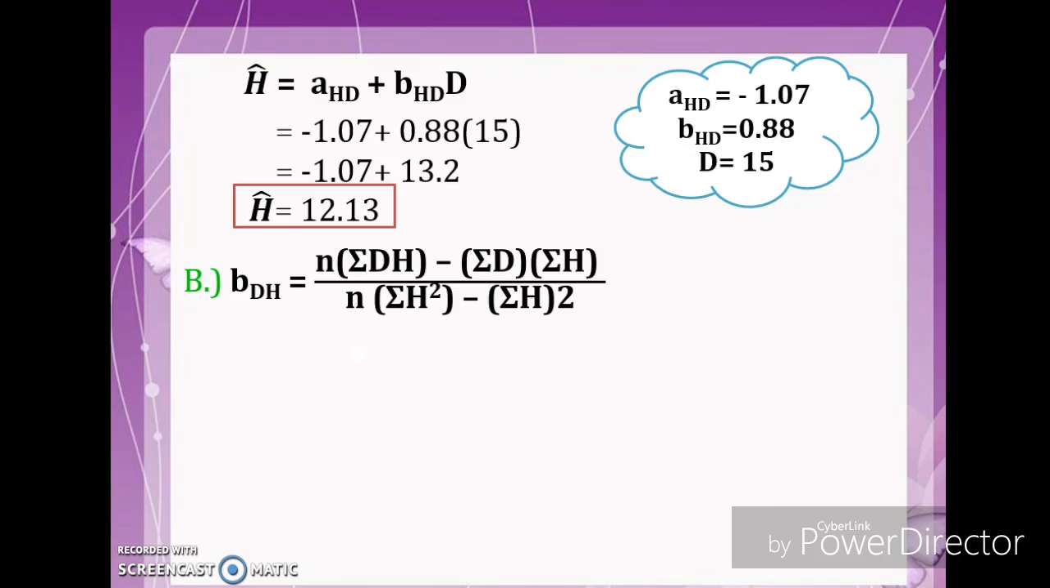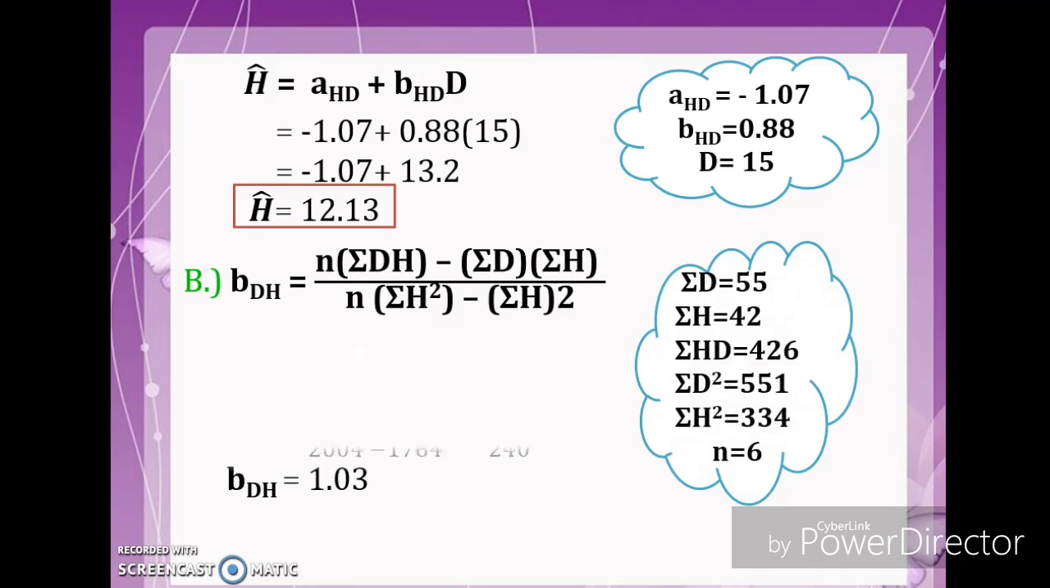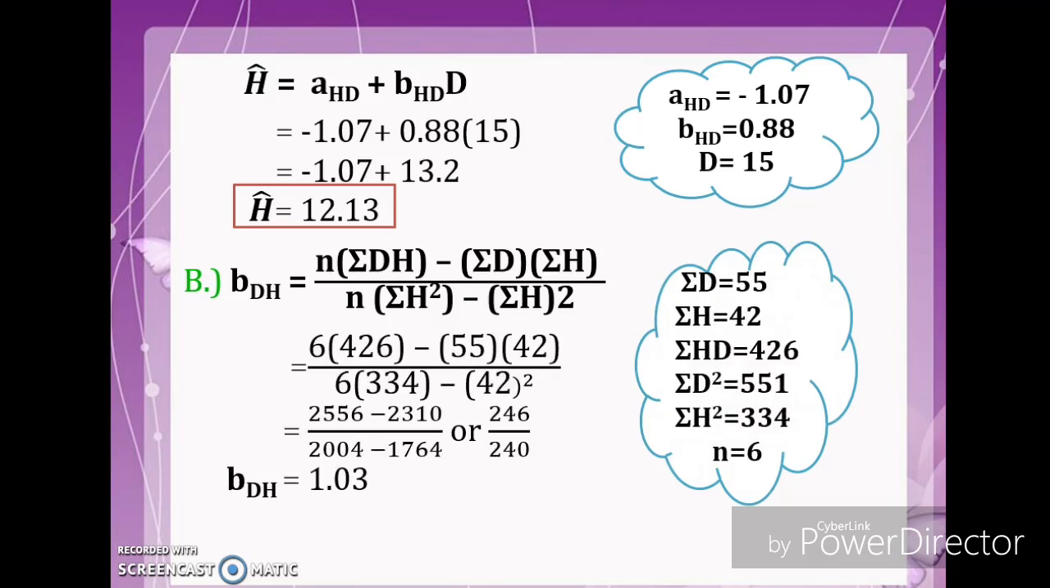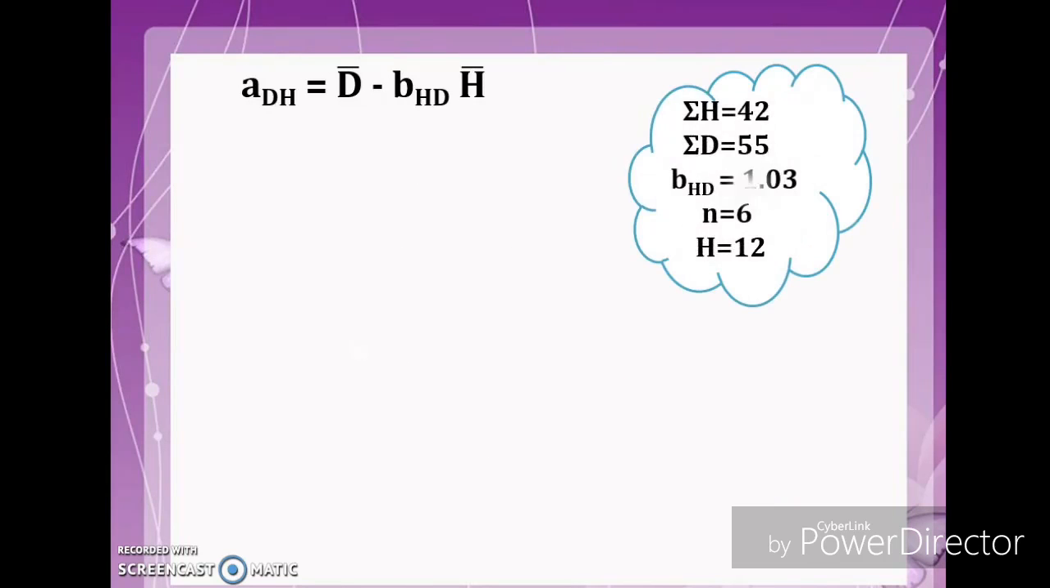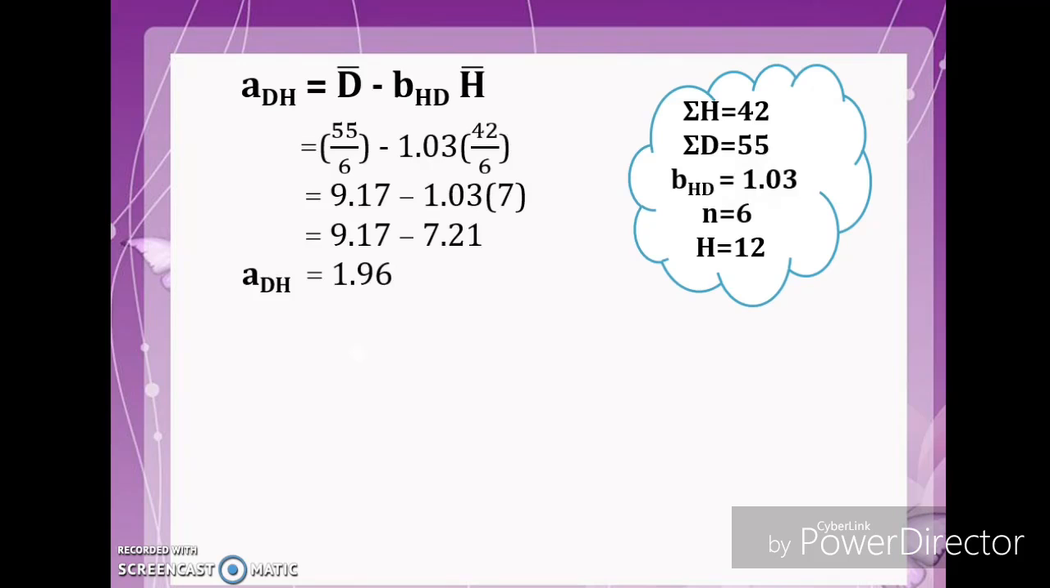So, again, i-substitute lang natin ulit sa formula ang mga values na nakuha natin, isosolve. And then, the value of B sub DH is 1.03. So, next, isosolve na natin ang A sub DH. Again, i-substitute lang natin ulit ang mga values. And then, isosolve. So, ang value ng A sub DH dito ay 1.96.